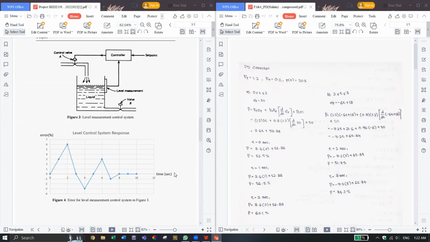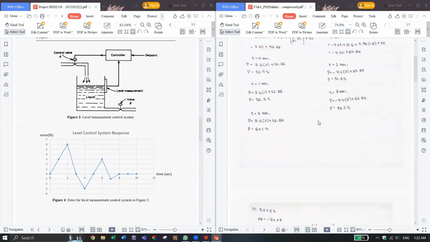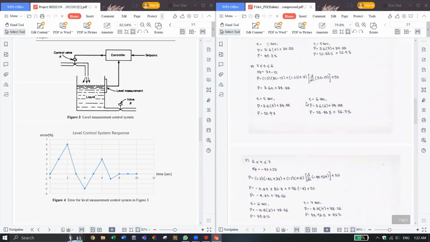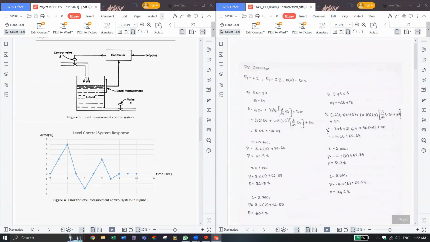So we calculate from 0 second to 10 seconds, and we split it into sequences from 0 second to 2 seconds, 2 seconds to 3 seconds, until lastly 10 seconds. So we use this formula and we will get P for 0 second, 52.9 percent.